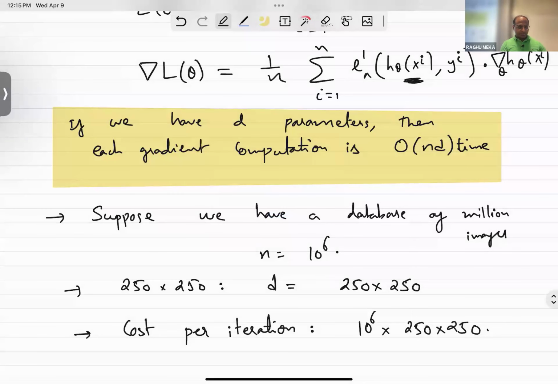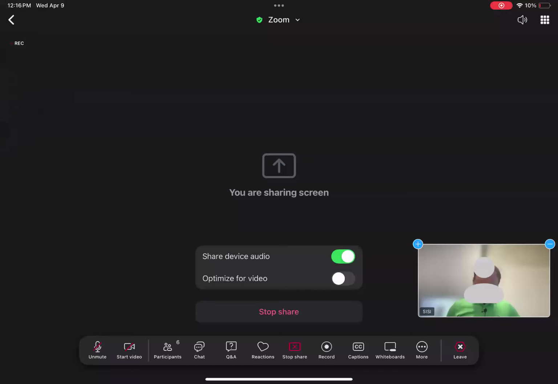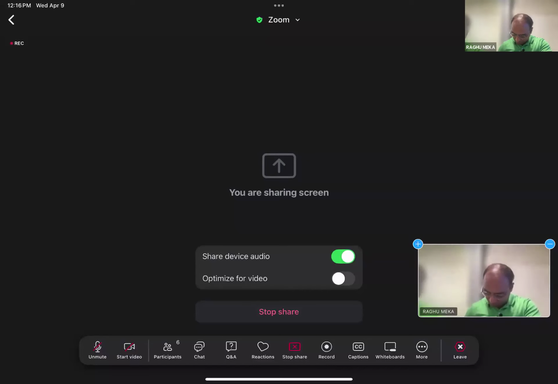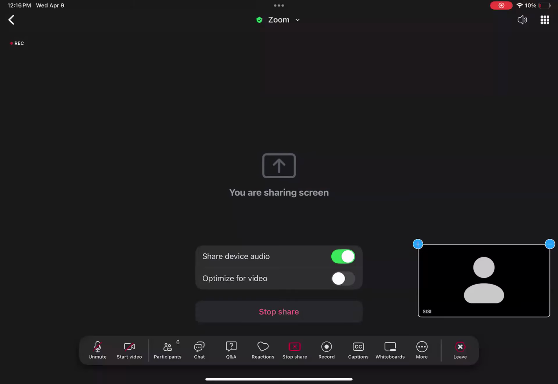Okay, so hold on. Let's see where I can. Professor, can I ask a question? Sure. Do you mind explaining how you got O of nd again? Also, what is the subscript next to L prime when you're calculating? Thank you.